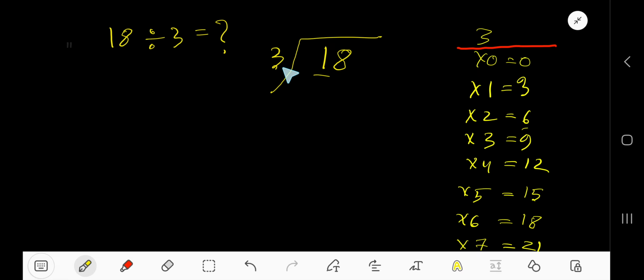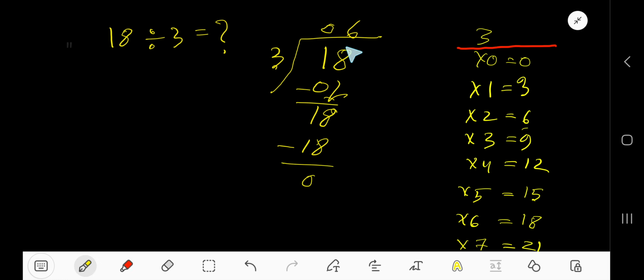Actually 1 is less than 3, so 0 times. 0 times 3 is 0, subtract from 1, bring down this 8. 3 goes into 18 how many times? 3 goes into 18 6 times. 6 times 3 is 18, subtract, 0.